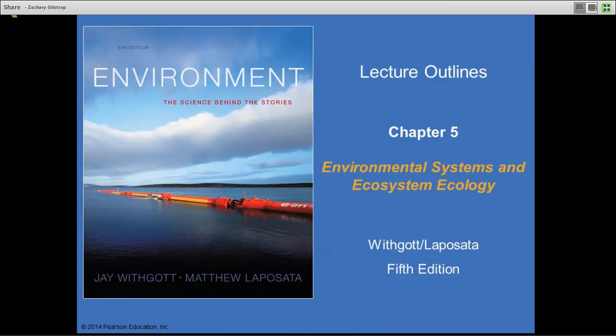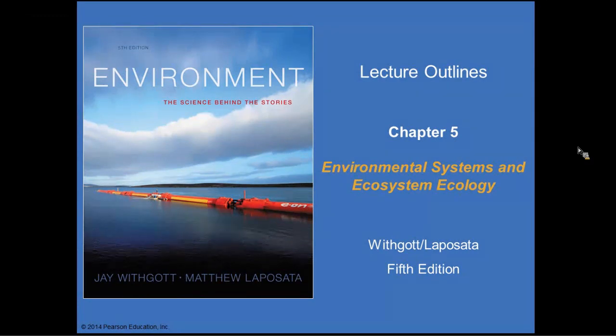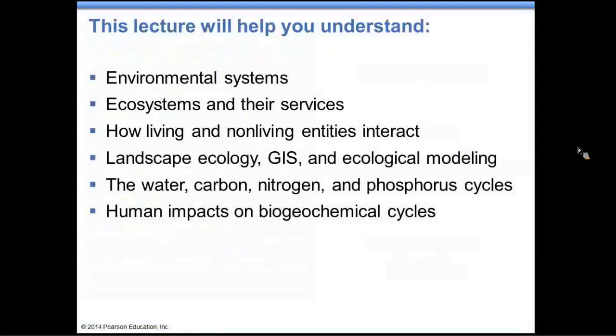Hello, today we're going to be talking about Lecture 5, Environmental Systems and Ecosystem Ecology. This chapter will help students describe the nature of environmental systems, define ecosystems, and evaluate how living and non-living entities interact in ecosystem-level ecology, outline the fundamentals of landscape ecology, GIS, and ecological modeling, assess ecosystem services and how they benefit our lives, compare and contrast how water, carbon, nitrogen, and the phosphorus cycle through the environment, and explain how human impact is affecting biogeochemical cycles.